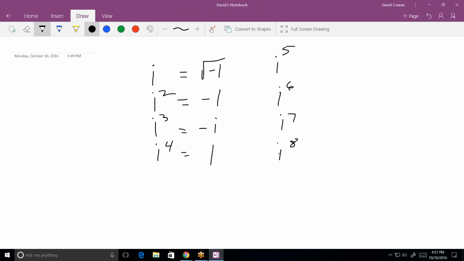So, i to the 5th is i, i to the 6th is negative 1, i to the 7th is minus i, and i to the 8th is 1. So you'll see problems like the following. What is i to the 502nd power equal to?